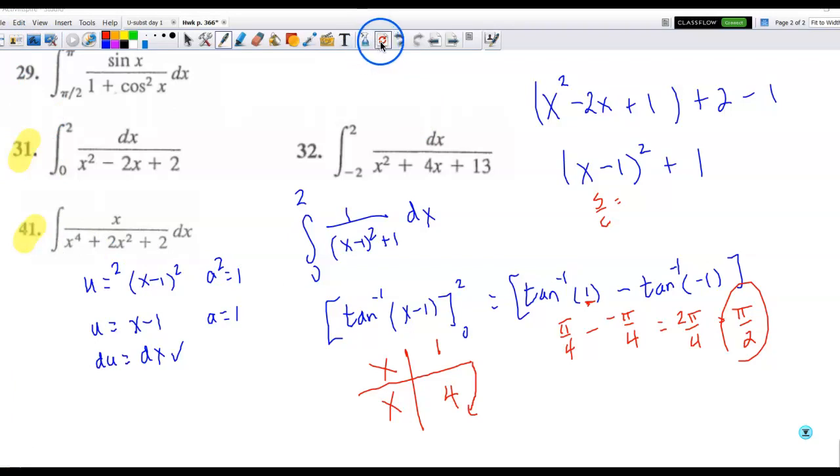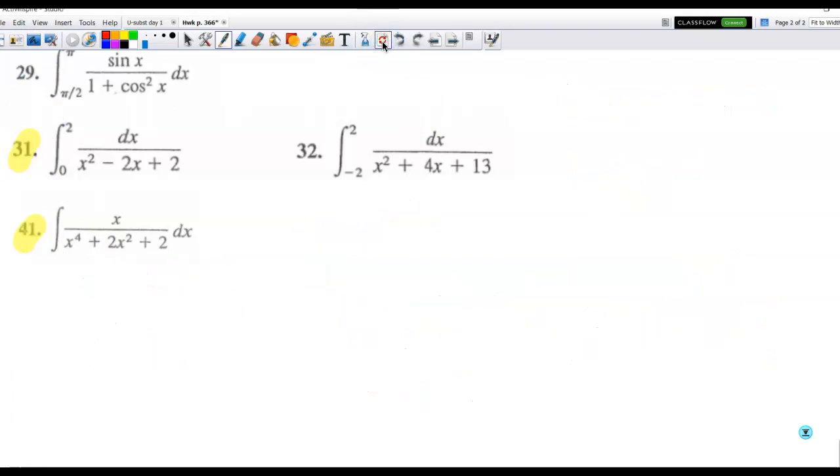32 is pretty much the same problem as 31, so I'll leave that to you, and you can use the solutions manual to check that. I do, however, want to do number 41. That might freak you out a little bit because it's x to the 4th power, but notice that it's x to the 4th, x squared. It fits the same pattern that the power in the first term is double the power in the second term. So really, it's the same situation we had before.